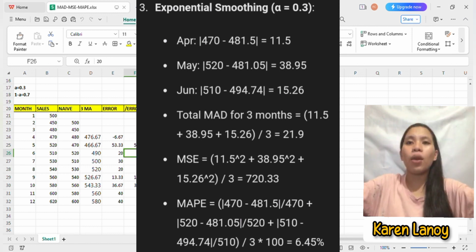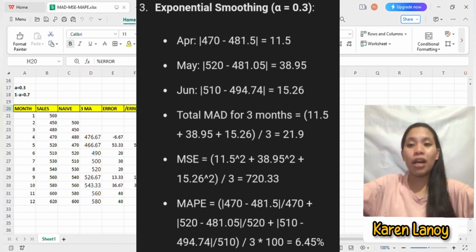In MSE, we have (11.5² + 38.95² + 15.26²) / 3 = 720.33. In MAPE, we have (470 - 481.5)/470 plus (520 - 481.05)/520 plus (510 - 494.74)/510, divided again by 3 and then times 100 equals 6.45%.